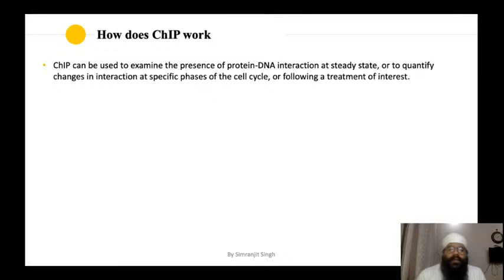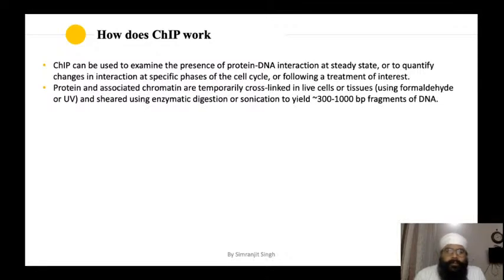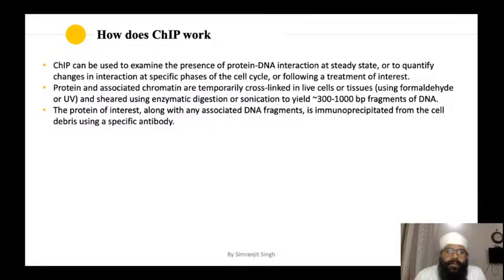So how does ChIP work? In ChIP, we examine the presence of protein-DNA interaction at steady state, or quantify the changes in the interaction at a specific phase of the cell cycle. First, proteins and associated chromatin are temporarily cross-linked in live cells or tissues and sheared using enzymatic digestion or sonication to yield 300 to 1000 base pair fragments of DNA. The protein of interest, along with any associated DNA fragments, is immunoprecipitated from the cell debris using a specific antibody.